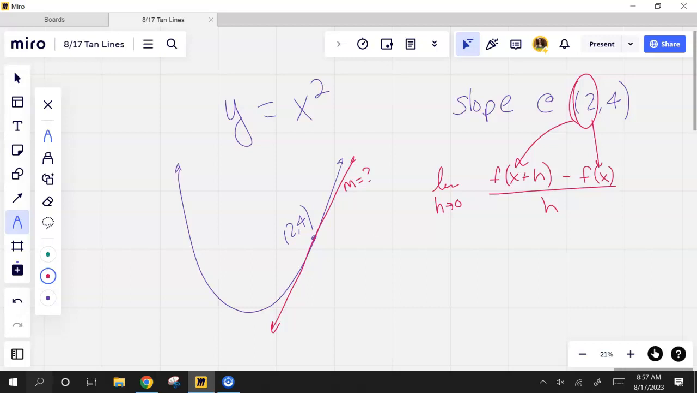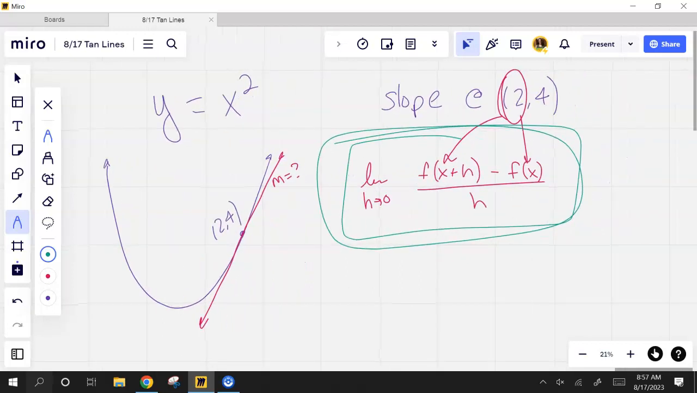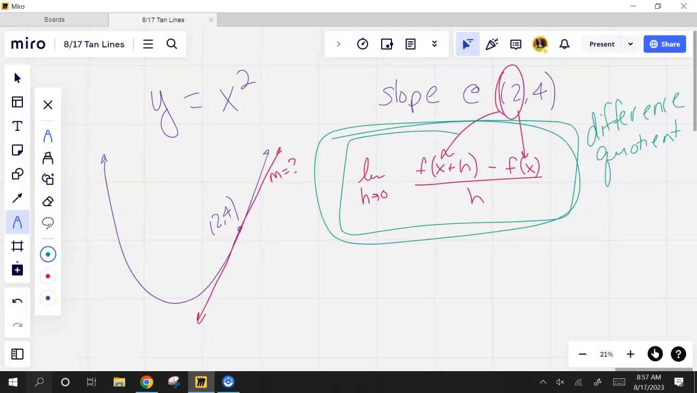Remember I told you to star that, circle that, highlight it. That was a very, very important formula. This is called the difference quotient. It represents the slope of the tan line. You will see it many times. It will have an A in here instead of an X, and it will say at the point X equals A. We're going to leave it like this right now, though.